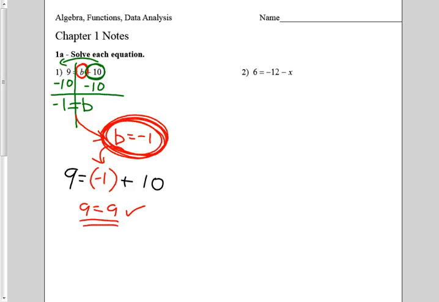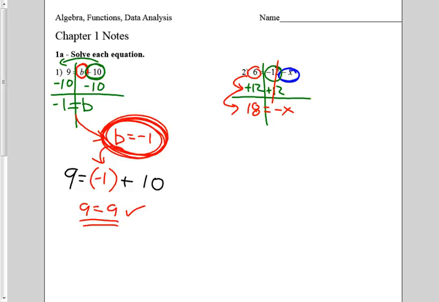All right, let's take a look at number 2, because some stuff's going on. Here's my x, but in this case, that x is negative, so we're going to have to deal with that later. So, when I look at this, let's deal just like the way we did before. We're going to take care of this negative 12 by moving it to the other side. So 6 plus 12 is 18. These have now canceled out, and I'm left with negative x.